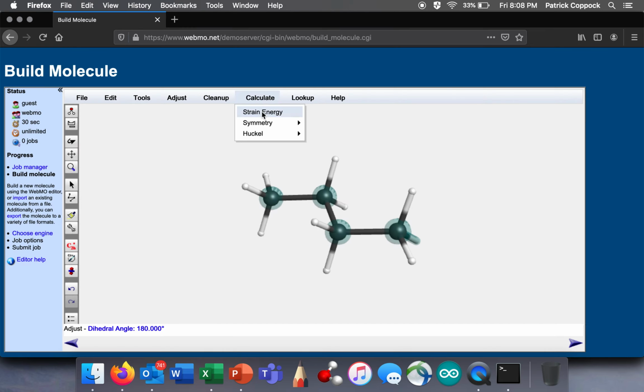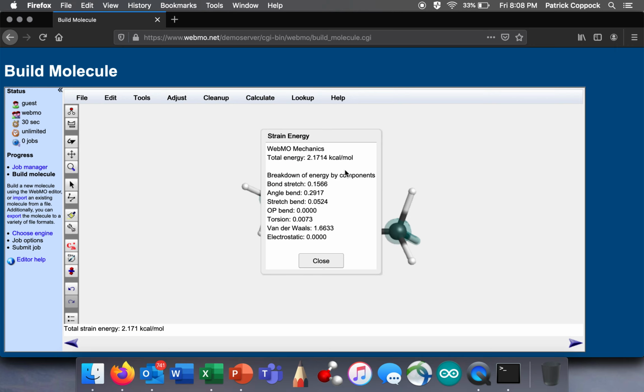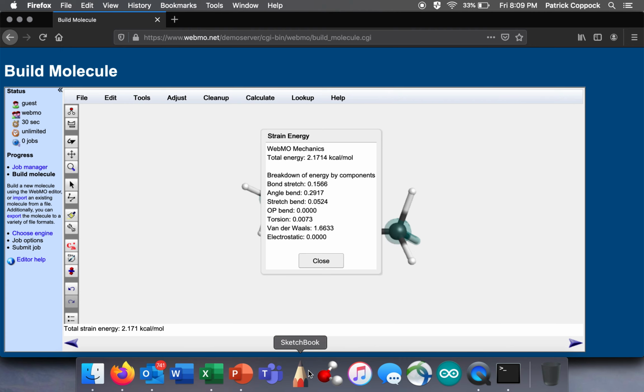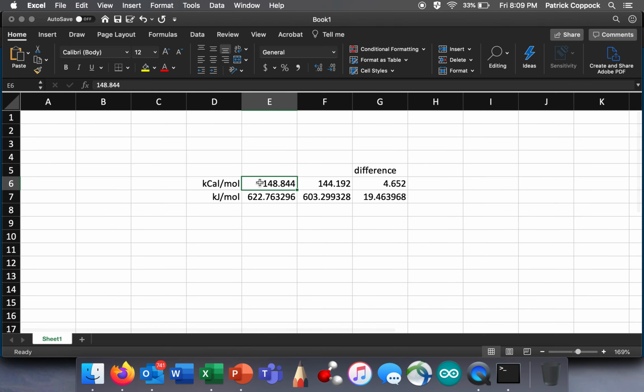And we're going to calculate the strain energy, okay? So the strain energy is 2.1714 kcals per mole. Better write that down again because my battery's going dead. 2.1714. And what is it if we make it 60 degrees?